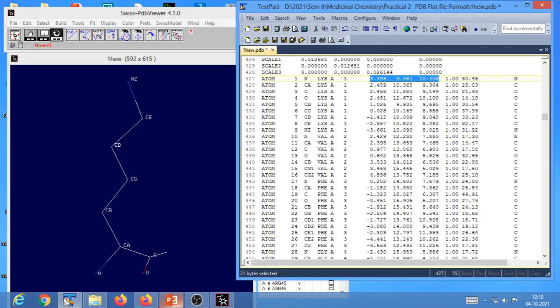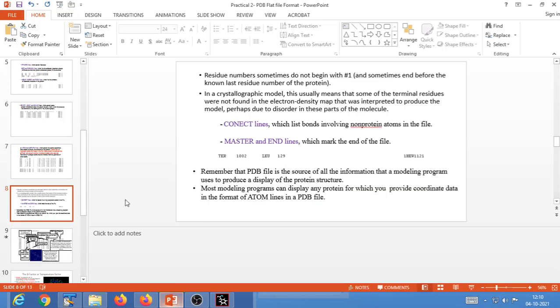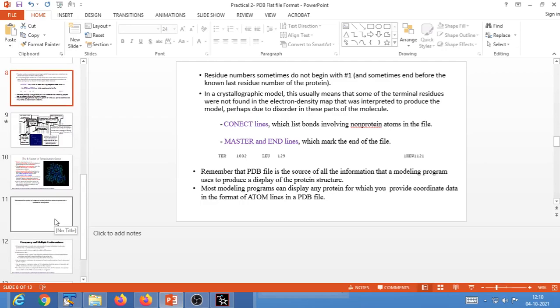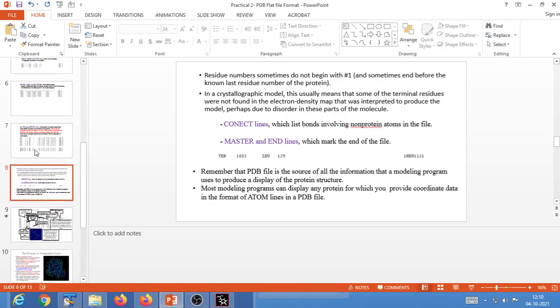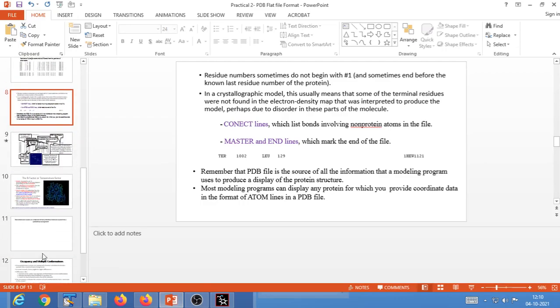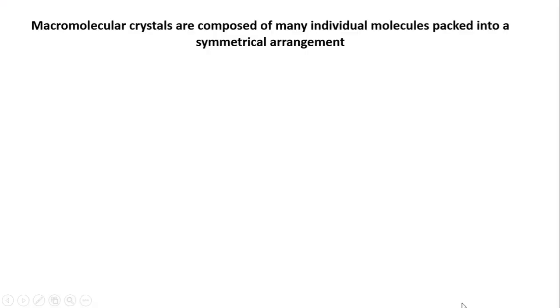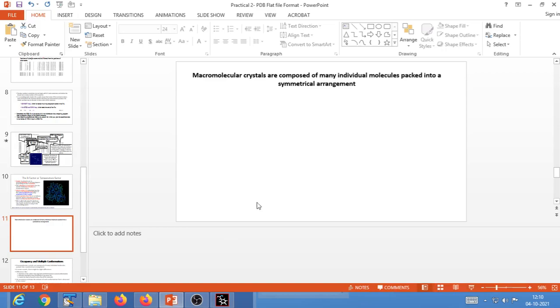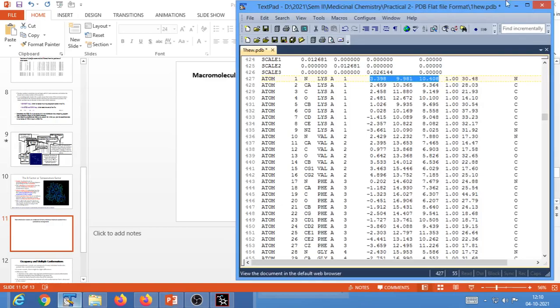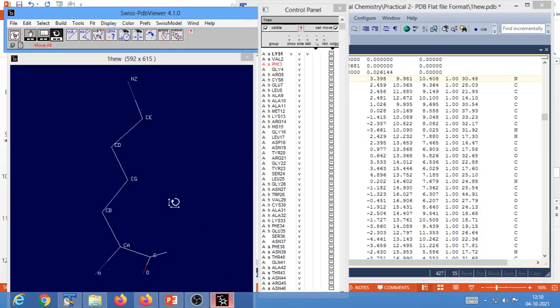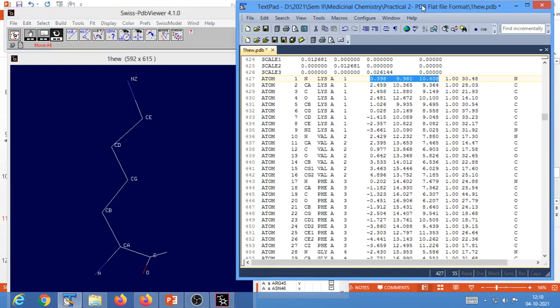To make it more clear, let me just tell you. What I have said is that the atoms in your PDB file are represented in 3D coordinates, or you can say three-dimensional coordinates.